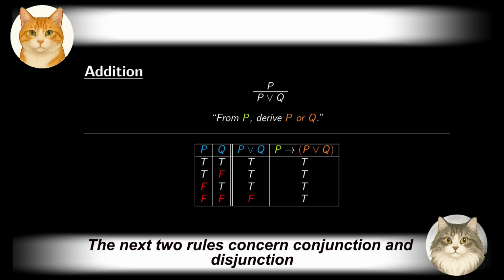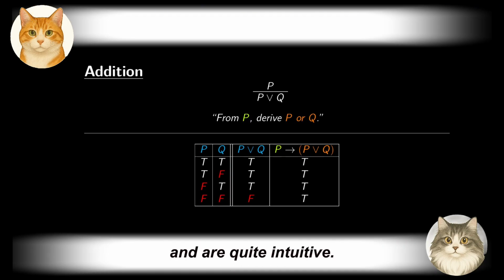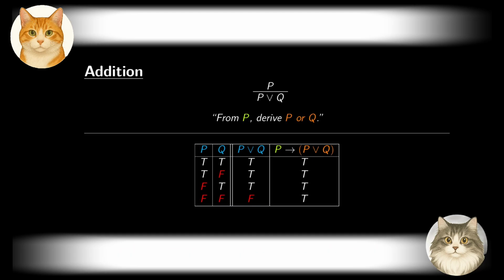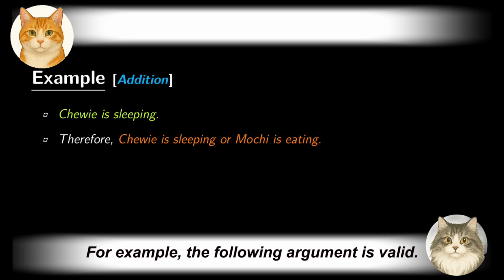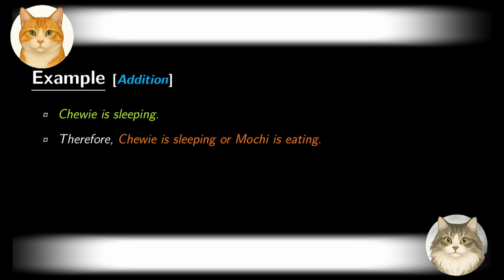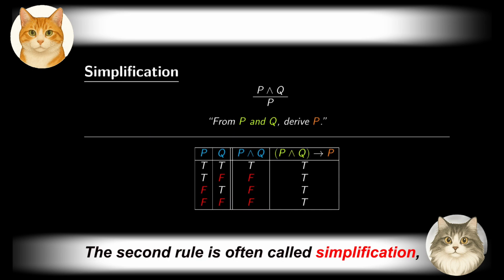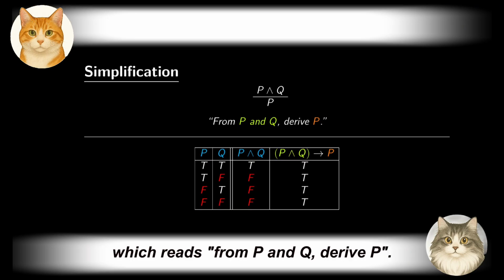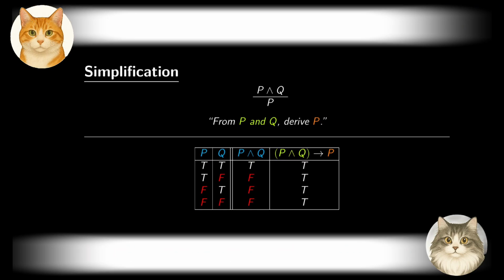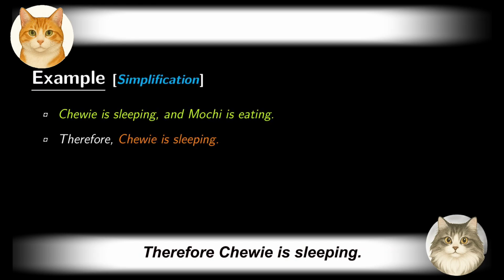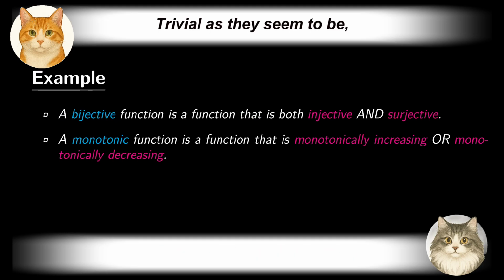The next two rules concern conjunction and disjunction and are quite intuitive. The first rule is often called addition, which reads, from P, derive P or Q. For example, the following argument is valid. Chewy is sleeping. Therefore, Chewy is sleeping or Mochi is eating. The second rule is often called simplification, which reads, from P and Q, derive P. For example, Chewy is sleeping and Mochi is eating. Therefore, Chewy is sleeping.